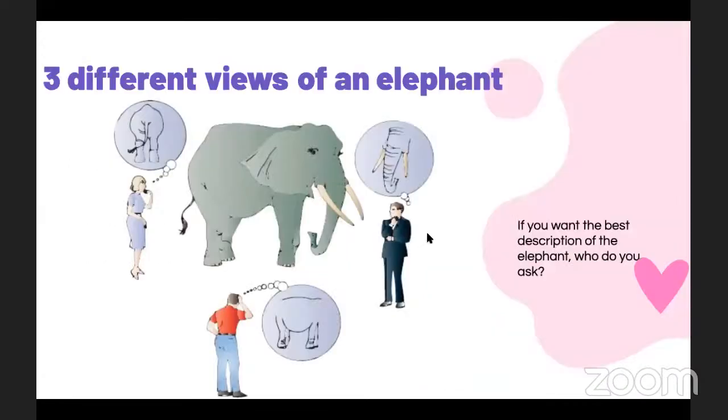So for this little game, we have an elephant. This elephant is pretty huge. So if we're going to stand in front of it, we're going to see just a little part of it, right? There are three different views of this elephant right now. There's this guy in the tuxedo. What is he seeing? Can anyone guess what he's seeing? What is he looking at?